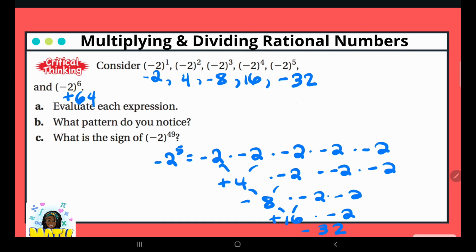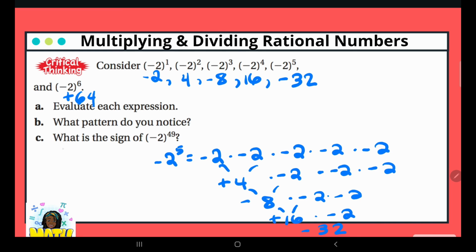Now let's take a look at the pattern. Negative, positive, negative, positive, negative, positive. All of my odd exponents gave me a negative number. All of my even exponents gave me a positive number. Okay? So what did we notice as the pattern? Even exponents gave us a positive number, while odd exponents gave us a negative number.